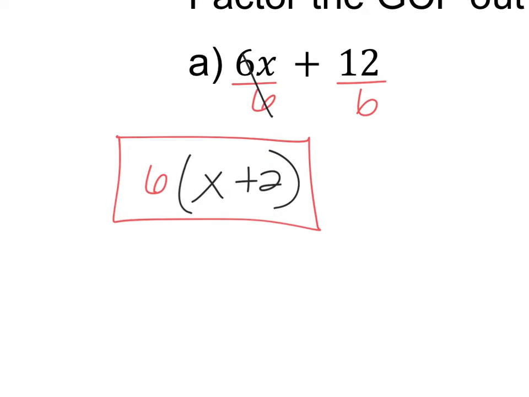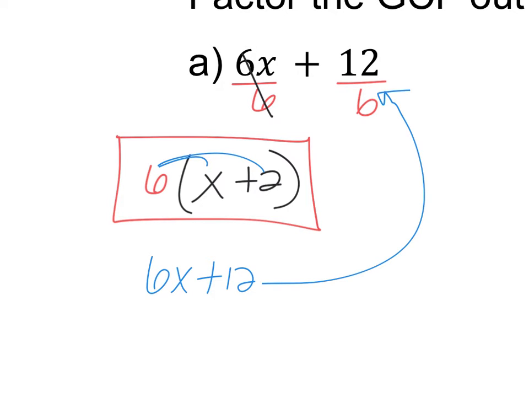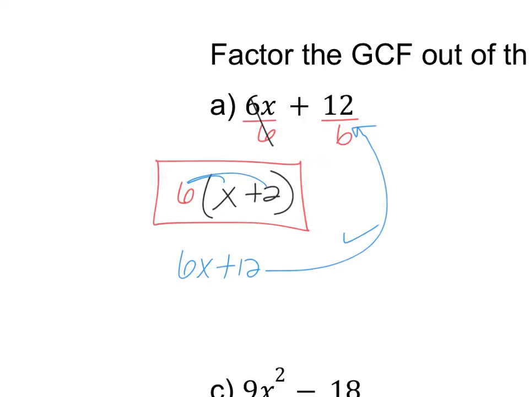If you were not feeling confident, and this one's pretty straightforward, but they do get harder, if you wanted to distribute it back out to check your work, 6 times x is 6x. 6 times positive 2 is positive 12. Does that match the beginning? Yes, it does. So we did have the right answer.